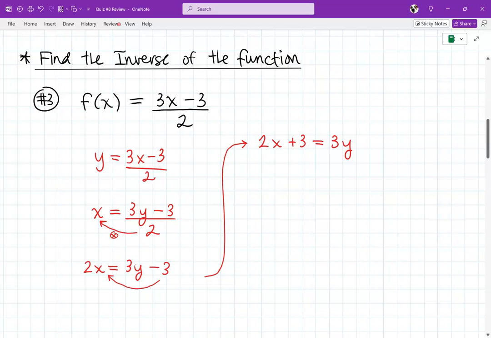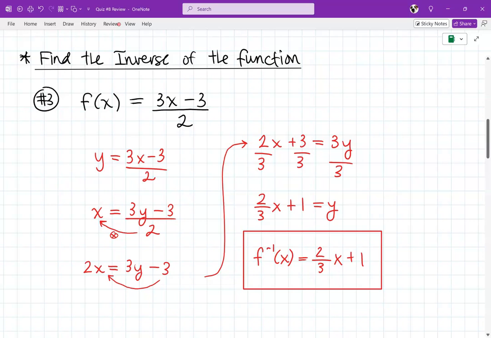And then to get rid of the 3 next to the y, since 3 is multiplying it, I'm going to have to divide it out. So divide by 3, divide by 3, divide by 3. I get 2/3 x plus 1 is equal to y. So that's step 3. Step 3 is the longest step out of all of them. And then the last step, step 4, is to rewrite your answer as an inverse. So now that I solved for y, instead of leaving y there, I'm going to put f inverse of x is equal to 2/3 x plus 1.